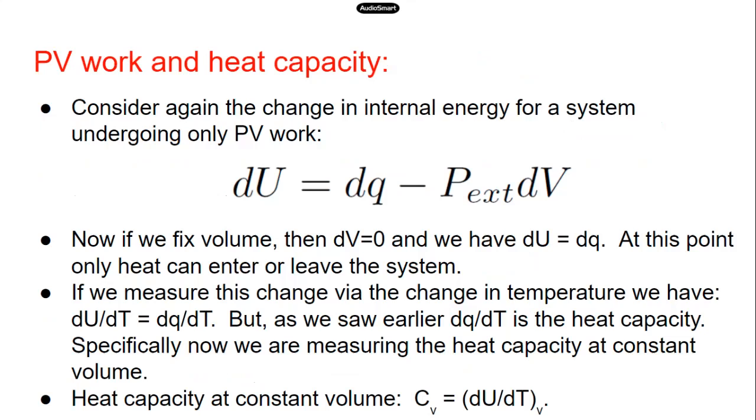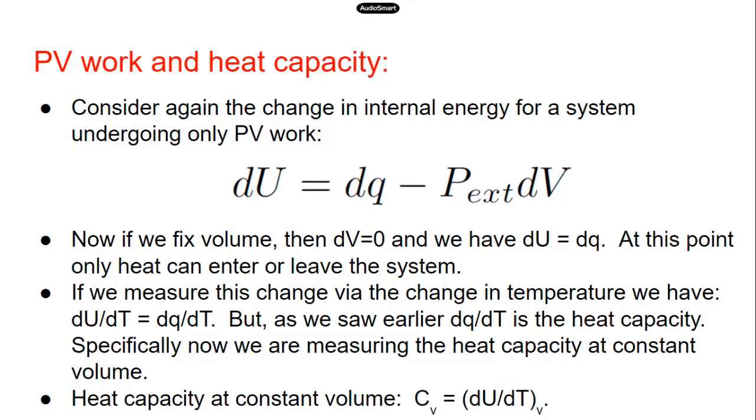Okay, so the same thing we just said before. We have the change in internal energy equal to the heat lost or gained by the system minus PdV. Now let's fix our volume, so let's say dV is 0. If dV is 0, then this whole term is 0. That just means we have dU equals dq. So now only heat can enter or leave the system. The system can't change in volume.